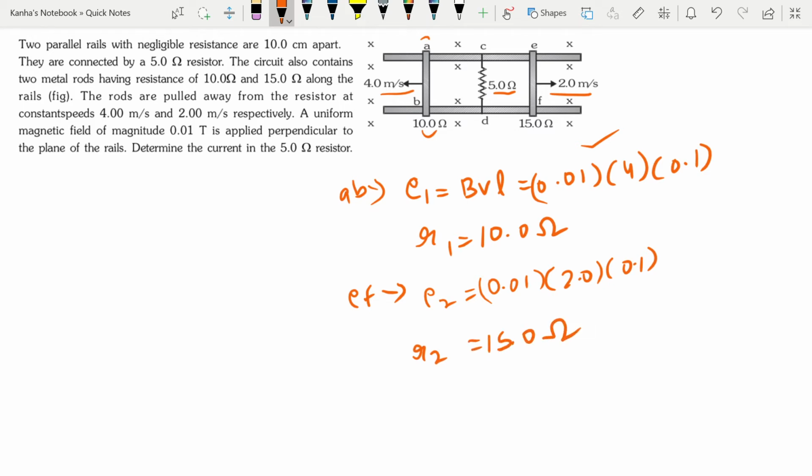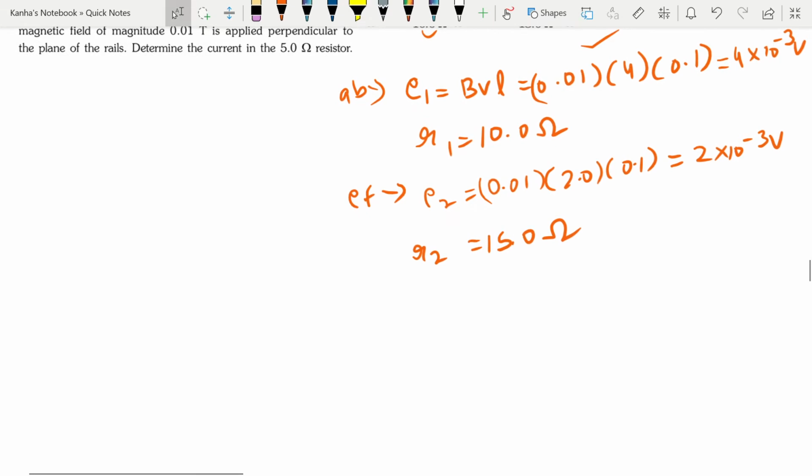And this in the question, I can first of all just write this down as 4 into 10 to the power minus 3 volts, and this E2 turns out to be 2 into 10 to the power minus 3 volts. Okay, now I can first of all redraw this diagram as follows.